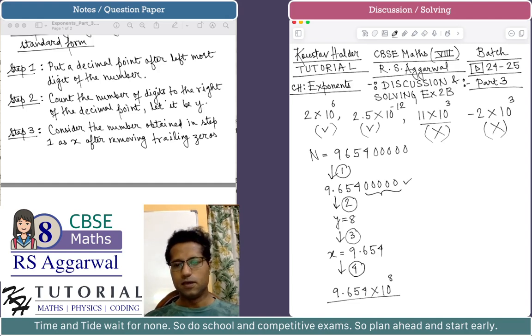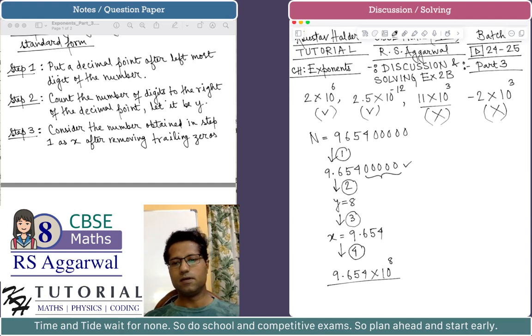Now what is step 3? I have to get the number x. From step 1, I got the number 9.654 and 5 zeros. I will consider this number, but ignore all the trailing zeros. So I got 9.654 as x. So I have x, I have y. The standard form will be x multiplied by 10 to the power y, that is 9.654 multiplied by 10 to the power 8. So this is how we express a very large number in the standard form.